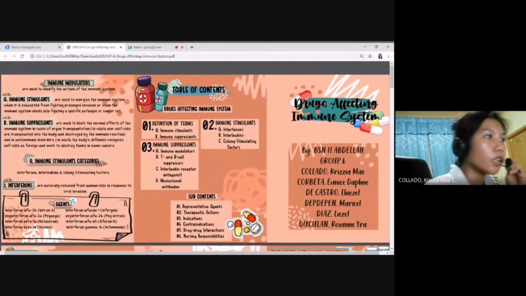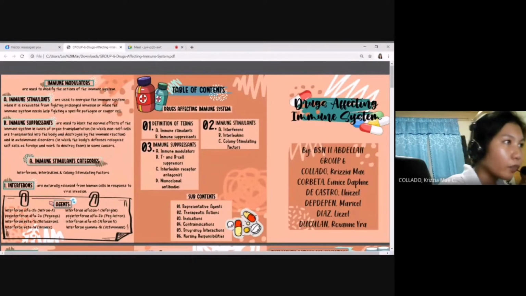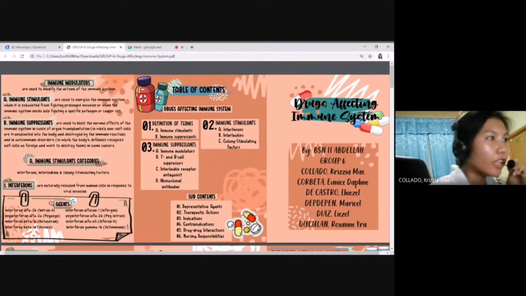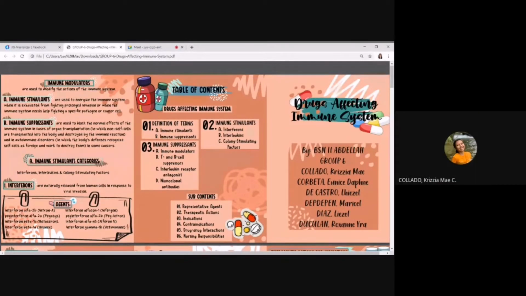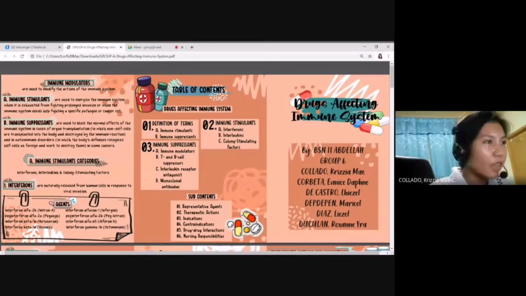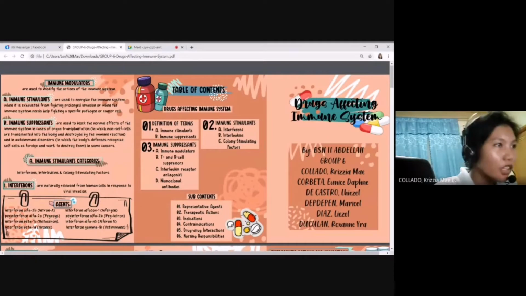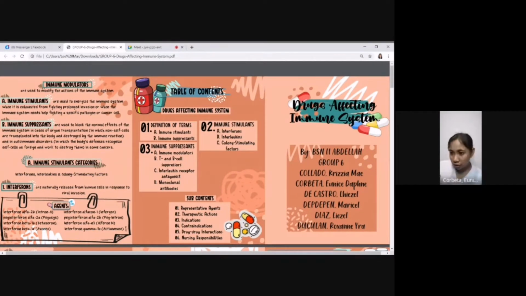Interferon alpha 2b or Intron A, interferon alpha 2a or Pegasys, interferon beta 1b or Betaseron, interferon beta 1a or Avonex, interferon alfacon 1 or Infergen, peginterferon alpha 2b or PegIntron, interferon alpha n3 or Alferon N, and interferon gamma 1b or Actimmune. Therapeutic actions and indications.